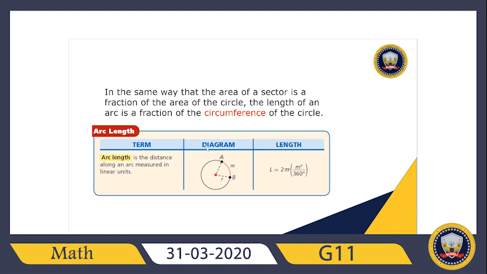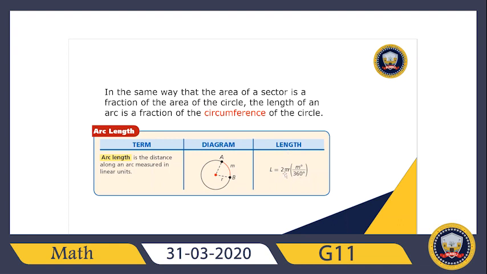Do you remember, guys, the circumference of a circle, which is 2 pi r? If you want to find the full length of the circumference of a circle, we would say this circumference, this C, equals 2 pi r. So if you want to find the fraction, which is the length of this arc, I would take again this angle, which is m, over the full angle, which is 360.